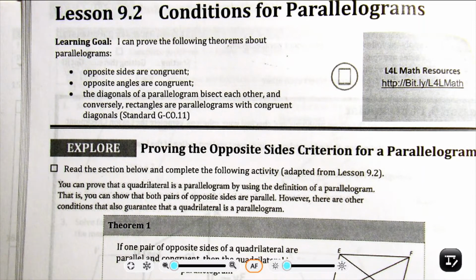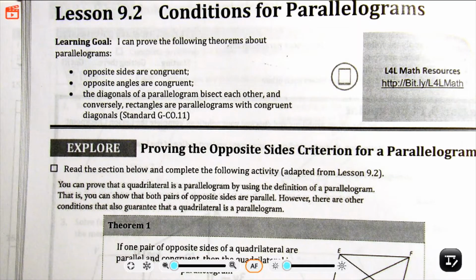9.2 Conditions for Parallelograms. In this lesson, we're going to learn how to prove the following theorems about parallelograms. Those are that opposite sides are congruent, opposite angles are congruent, and the diagonals of a parallelogram bisect each other, and conversely, rectangles are parallelograms with congruent diagonals.